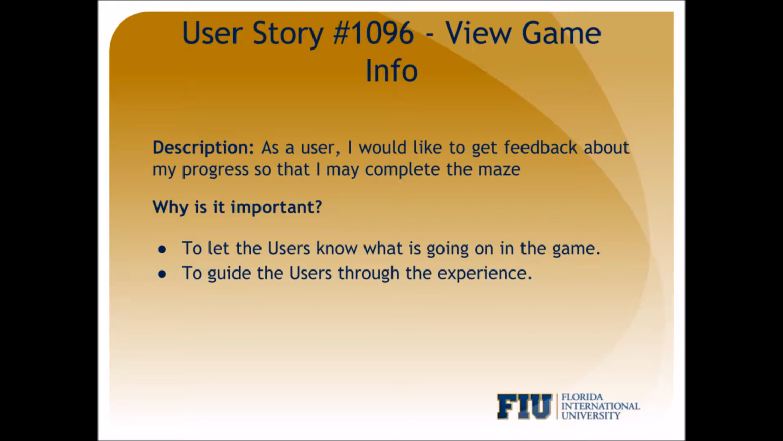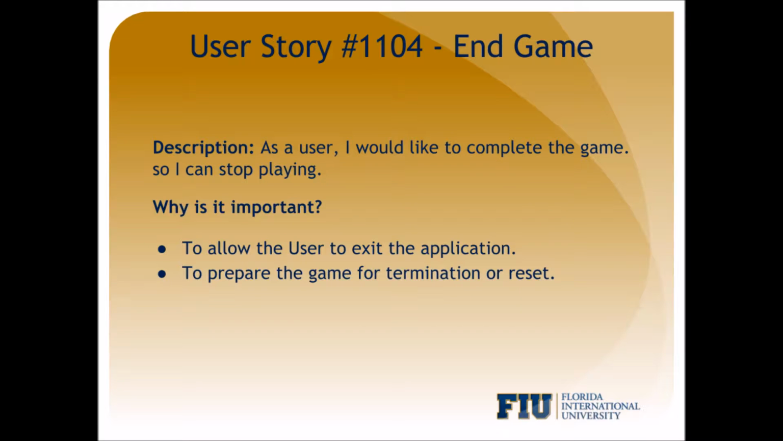View Game Info is the user story where we create a UI that gives the user feedback on their gameplay. End Game is the user story that allows the player to complete the game. It also synchronizes the goal state between the headsets and prepares the game to either be terminated or reset.